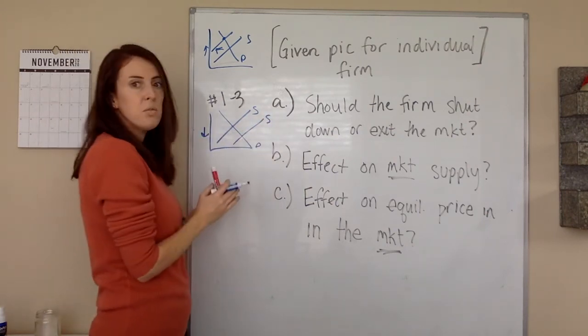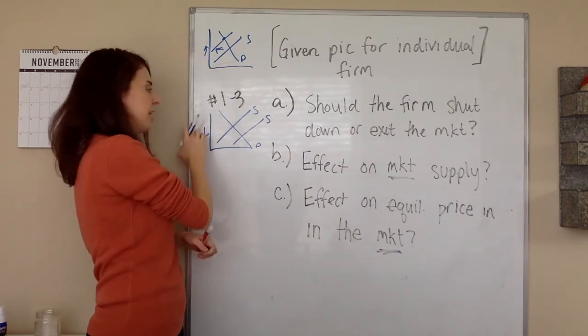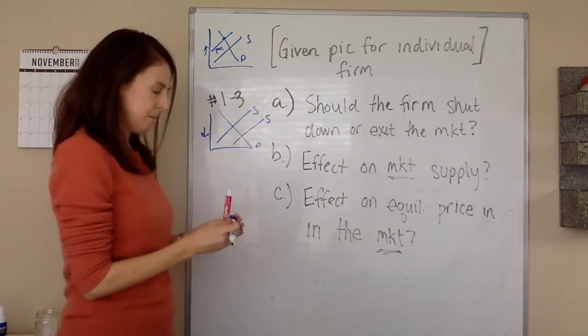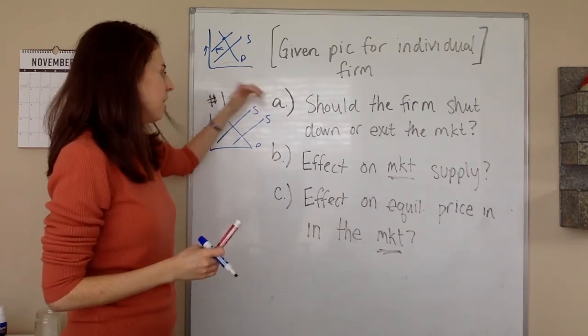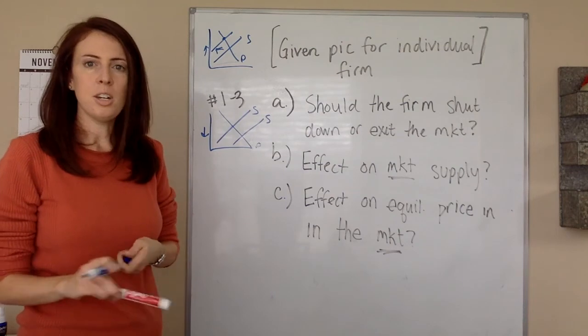And then as a result, the individual firm will have to take a higher price or a lower price. So again, it'll make more sense once you actually see the screen, but there's going to be 3 pictures. For each picture, answer A, B, and C. And then you'll be good.